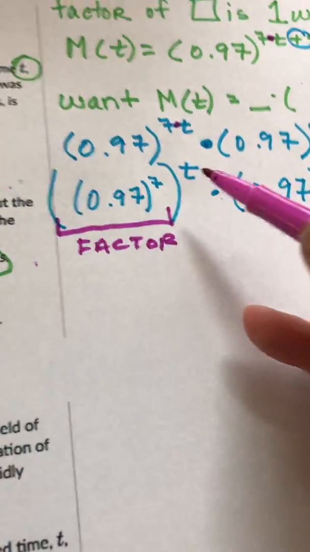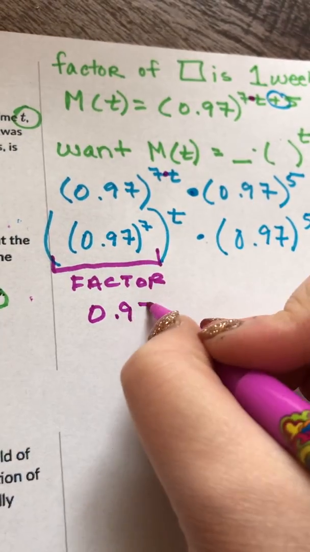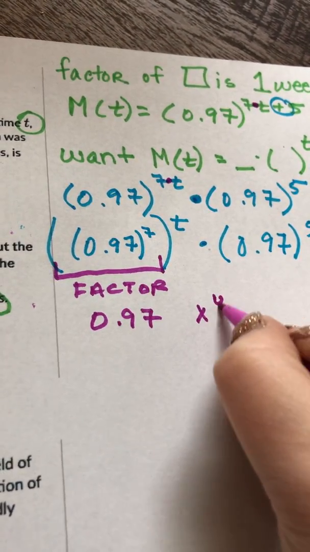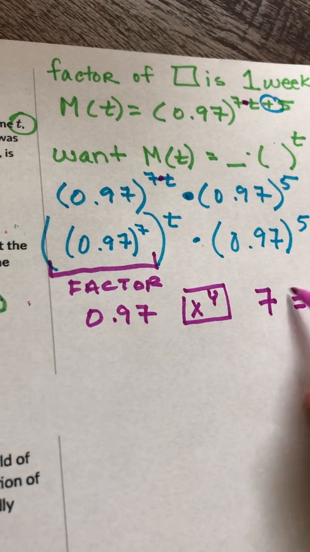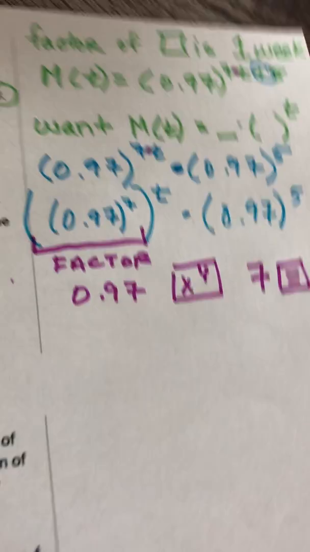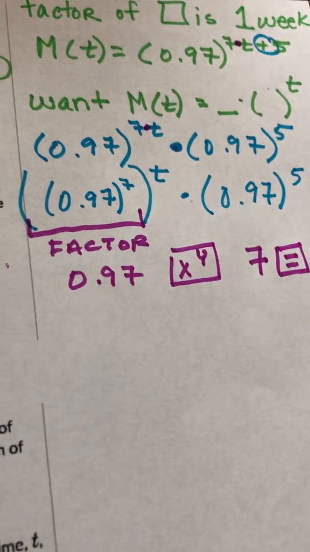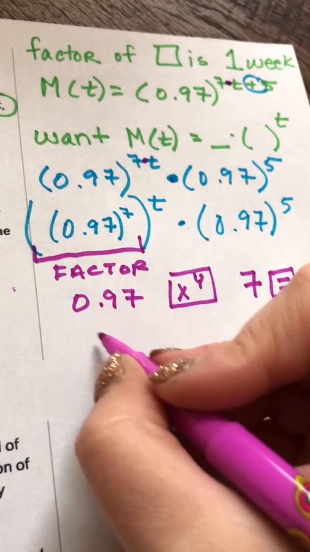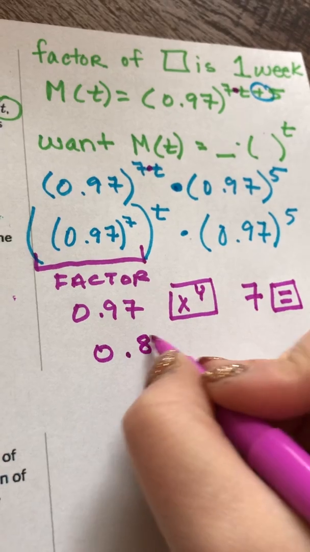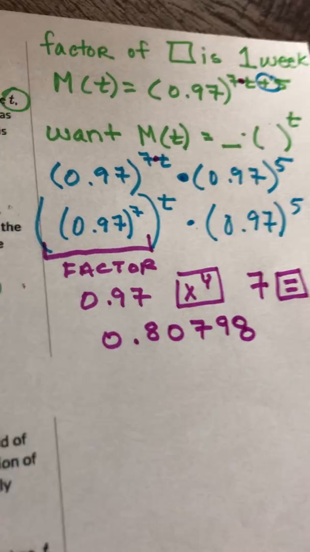So let's put this in our calculator. And if you're going to put it in the Khan Academy calculator, you do 0.97, then that x to the y button, and then 7, and then equals. And that should give you, why am I so slow? It should give you 0.80798. I just wrote all of it.